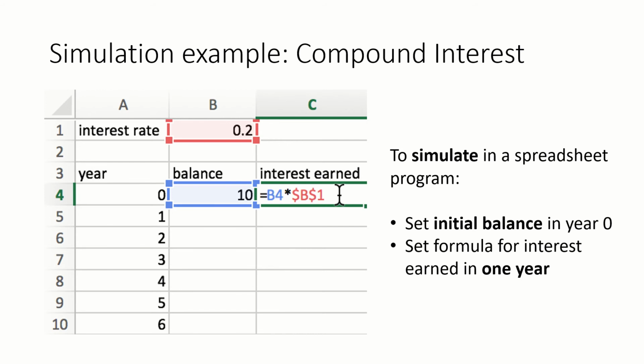And then all I need to figure out is how much interest is earned during that year, which is just whatever the balance is times that interest rate. So notice I put these two dollar signs. Does anybody remember what these dollar signs mean in Excel? For those of you Excel experts out there? Yeah. It means to fix it so it doesn't change. I like your answer, but what do you mean by doesn't change? Doesn't change when what? As you go to the next year.